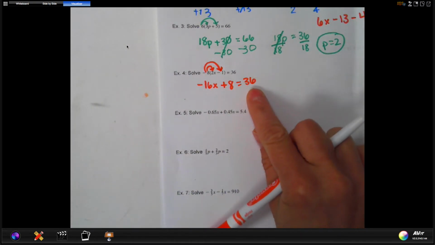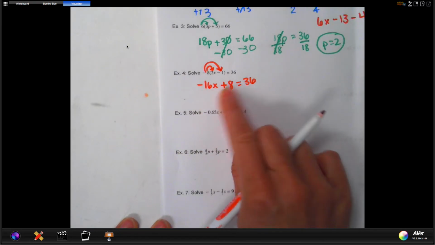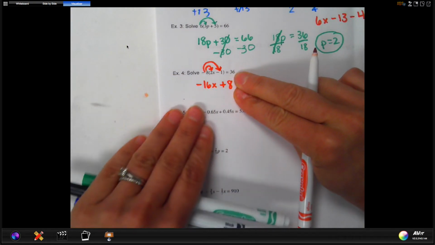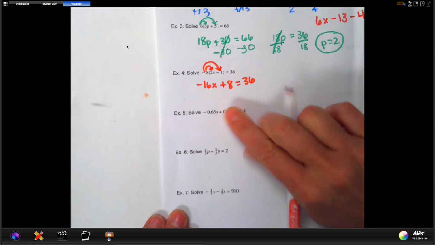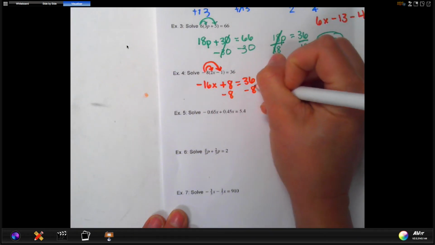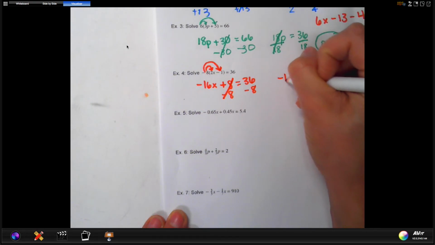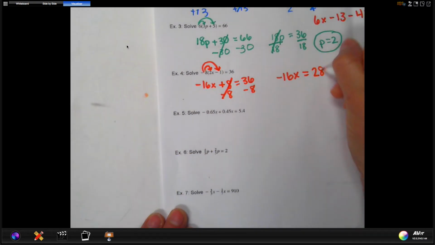We're 36, we're going to leave that guy alone. X is our variable, right? And so on this side, the part that's furthest away from x is that 8. That's where we're going to start. We're going to undo a plus 8 by subtracting 8. All right, so we got negative 16x equal 36 minus 8 is going to give us 28.